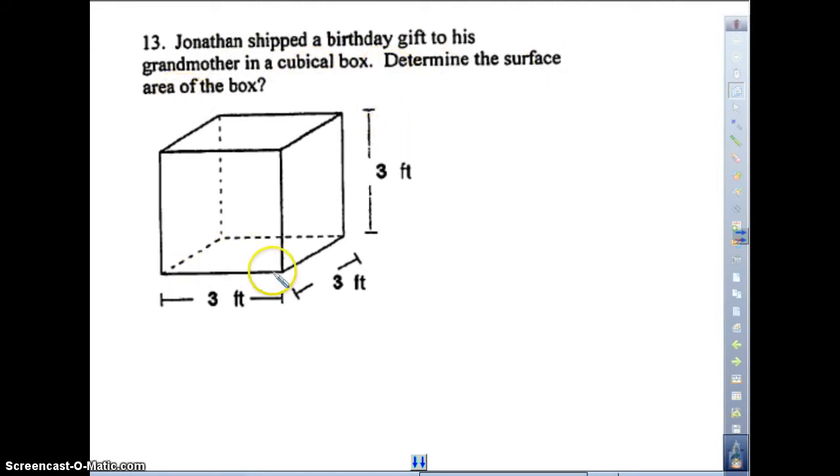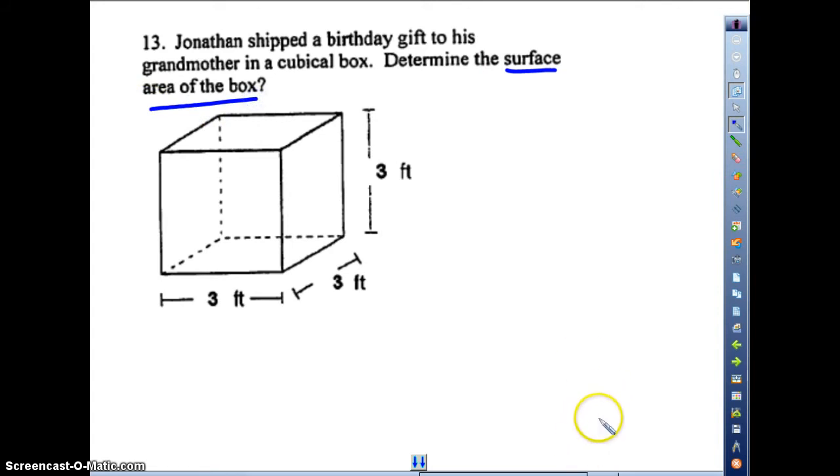Well, this box is 3 by 3 by 3. And you guys have to be careful because it's real tempting to take 3 times 3 times 3. But if you take length times width times height, you didn't calculate surface area. You just calculated what? Volume. You're right. It's real tempting on this kind of question to do that, so be very careful. They want you to determine the surface area of the box.